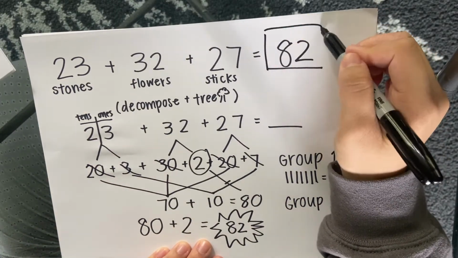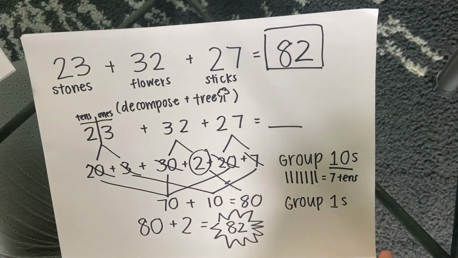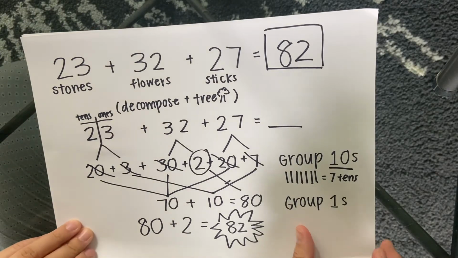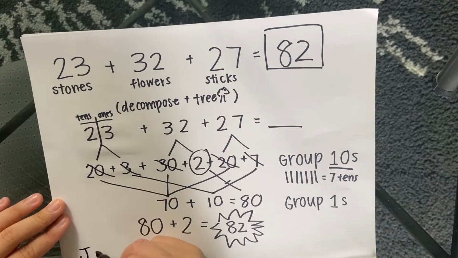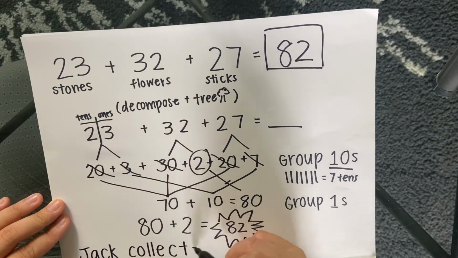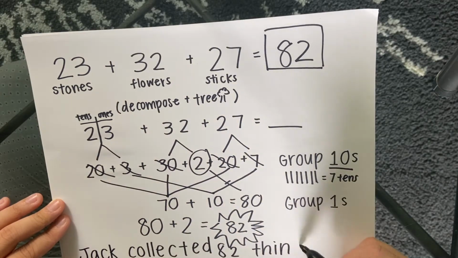So now we're going to rewrite the answer up there. We found that Jack collected, or he found 82 things. So I need to write my sentence now. I'm going to write the sentence, Jack collected 82 things.